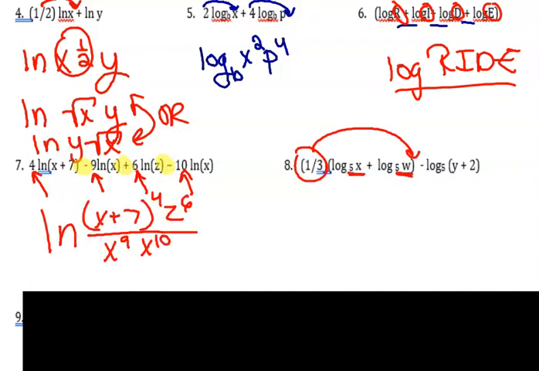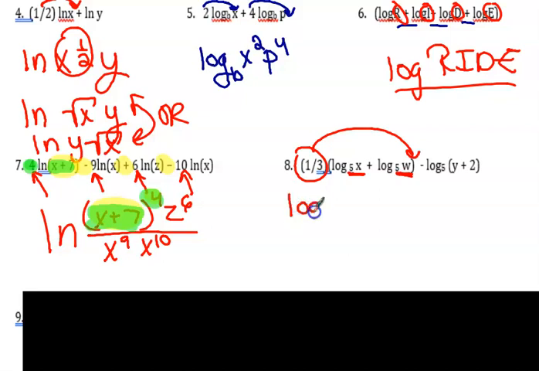When it is x plus 7, that is one factor. So you keep that together, and then that whole thing is to the 4th power. Let me change the color so you know what I mean. So this 4 and this x plus 7, this whole thing is to the 4th power because it's in parentheses. So let's look at that for number 8.